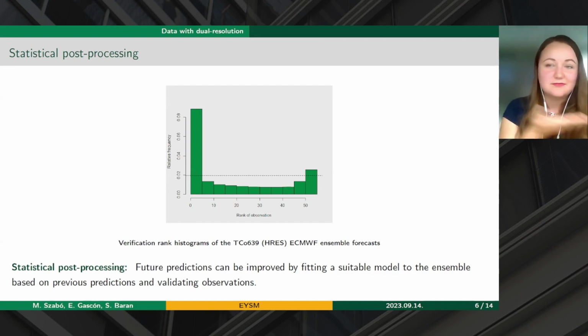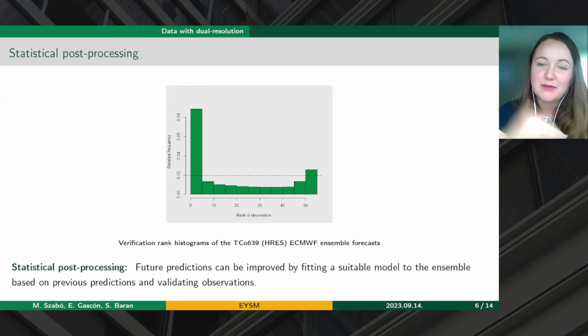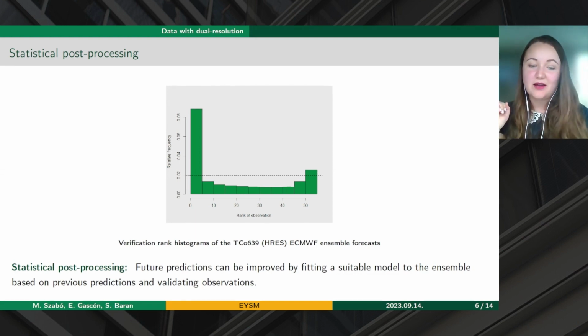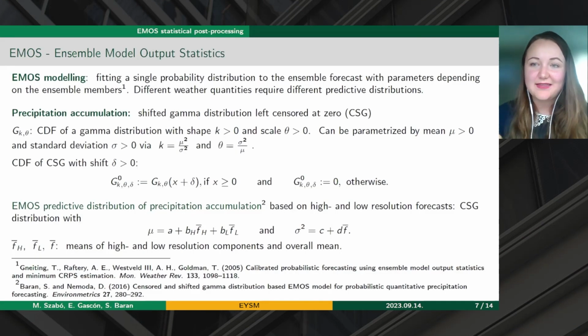Now, one of the main approaches is statistical post-processing, which means that we want to improve our future predictions by fitting a suitable model to the forecast based on previous predictions and, of course, the corresponding verifying observations. The parametric approach that we used was the EMOS, the Ensemble Model Output Statistics, which fits a single probability distribution to the ensemble forecast with the distribution parameters depending on the ensemble members. So this could be even just an ensemble mean or the individual members or whatever we can come up with.